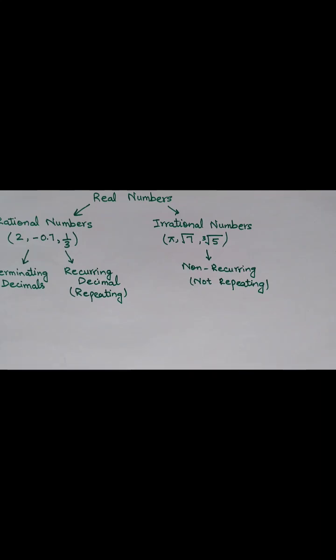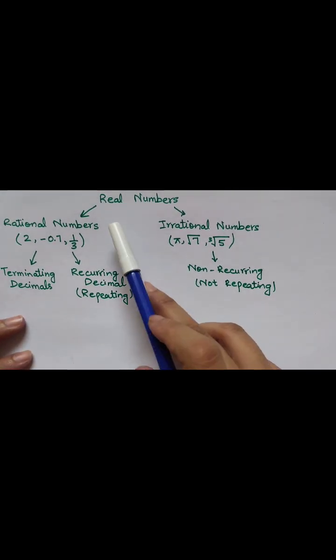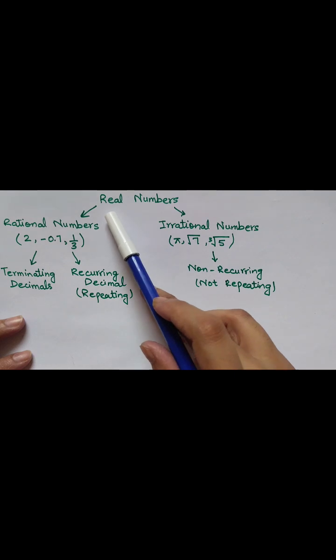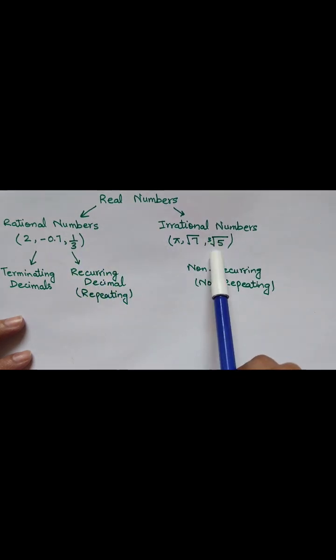Today we are going to discuss what are numbers. Numbers means real numbers. Real numbers are those numbers which are made up of rational and irrational numbers. Here is, you can say, the flowchart to understand what are real numbers. Real numbers are divided into rational numbers and irrational numbers.